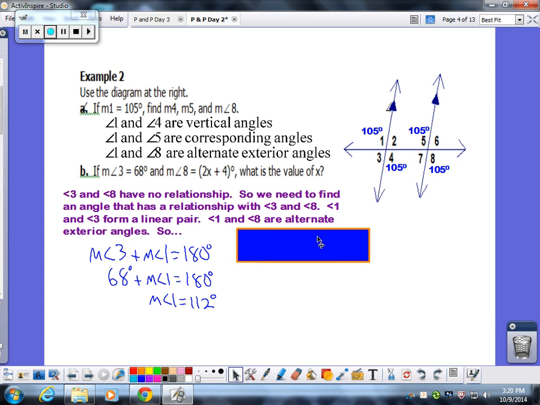So we set them equal to 180 and we solve and we get the measure of angle 1 in example B to be 112 degrees.